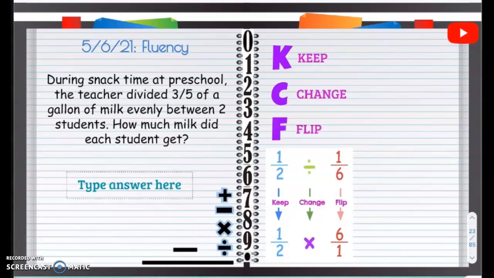All right, our fluency. During snack time at preschool, the teacher divided 3/5 of a gallon of milk evenly between 2 students. How much milk did each student get? So guess what we're going to do? We're going to divide. So we have 3/5, and she's dividing it into 2 students.